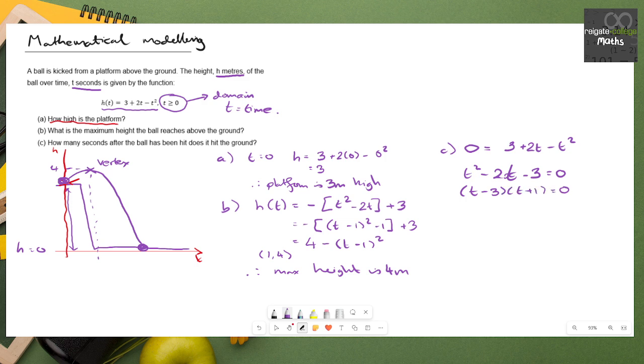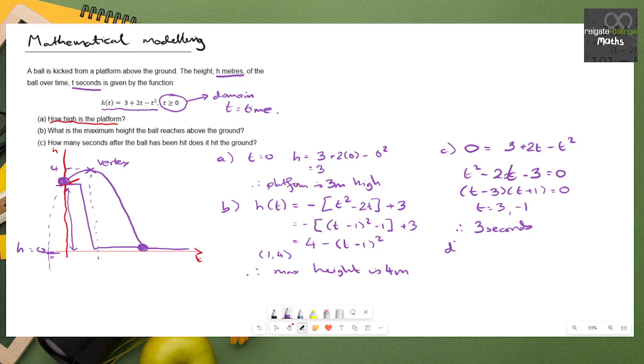Now we do get two solutions, which algebraically is fine. But again, we've got to relate it back to the question. T is time. So the ball hits the ground after 3 seconds. Where does this -1 come from? Well, if we extended the graph and thought about it as a graph, it crosses the x-axis here.